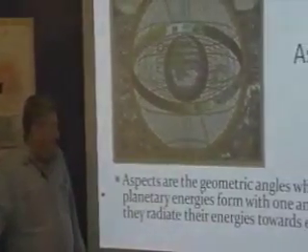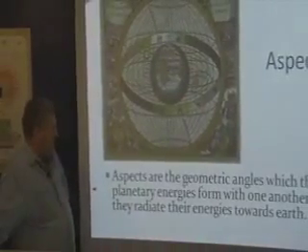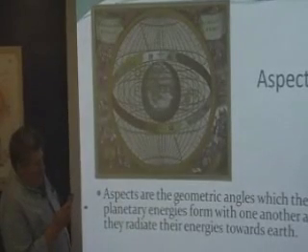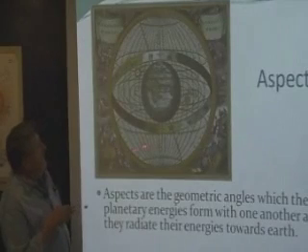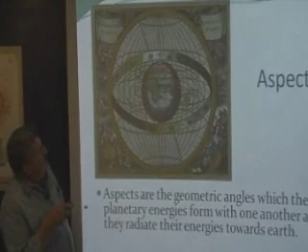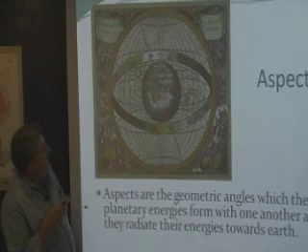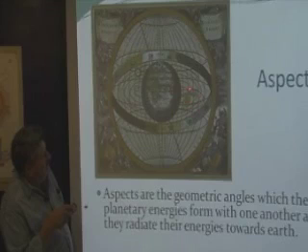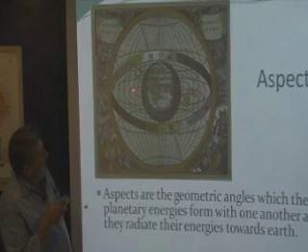So, let us start by asking the question, what are aspects? Aspects are the geometric angles which the planetary energies form with one another as they radiate their energies towards Earth. I'm using this old celestial chart, which has the Earth in the center and the zodiac in a band around the outside. You have the positions of the different planets and the sun and moon here in relationship to the Earth.